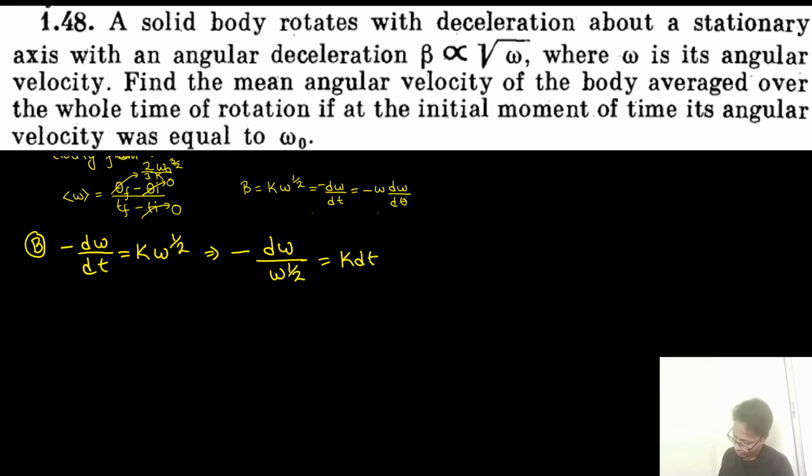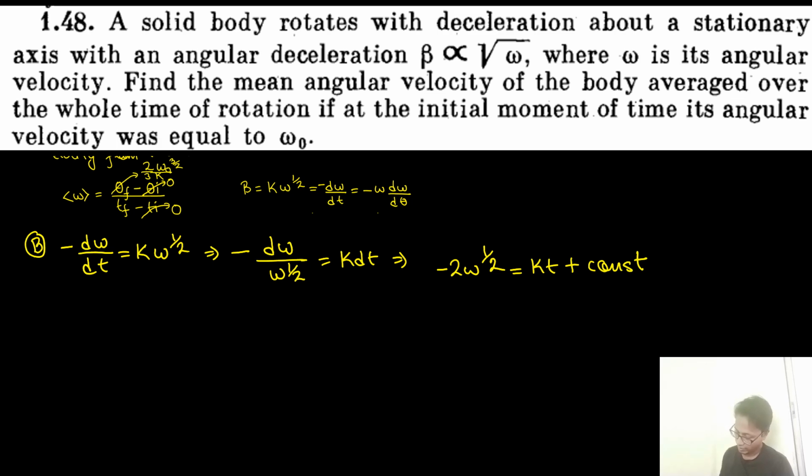What is the integration of omega to the power minus 1 by 2? Minus 1 by 2 plus 1 divided by minus 1 by 2 plus 1 is equal to kt plus some constant. Minus 1 by 2 plus 1 is nothing but 1 by 2. Out here it is also 1 by 2. Can I send 2 to the top? So it would become 2, so nothing but minus 2 omega to the power 1 by 2.